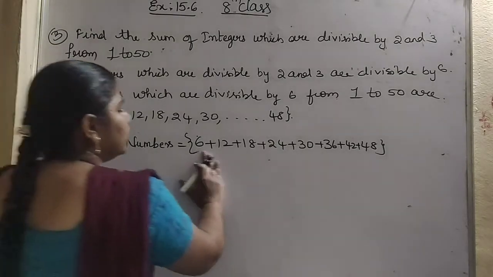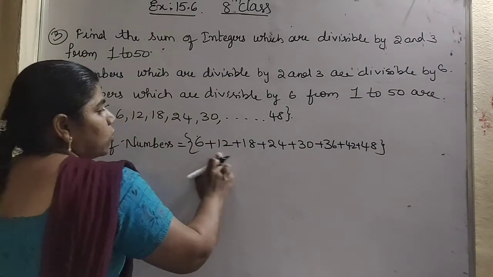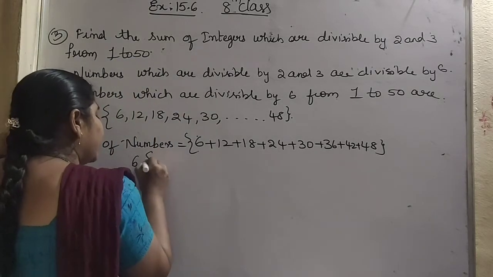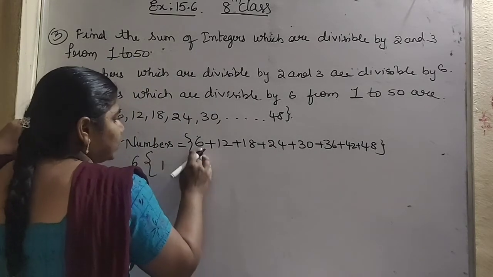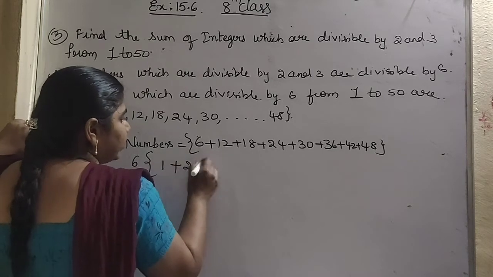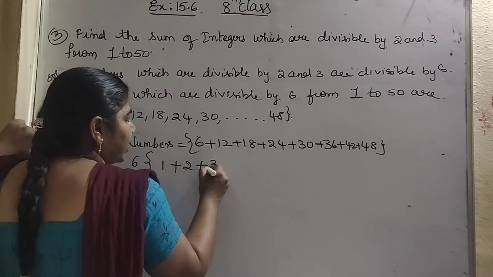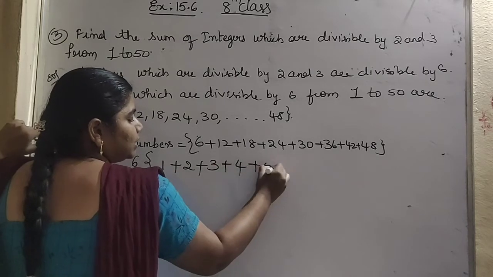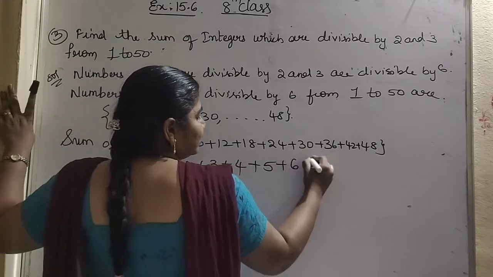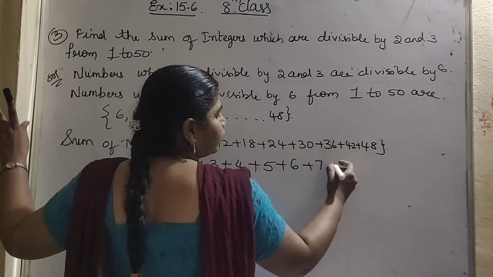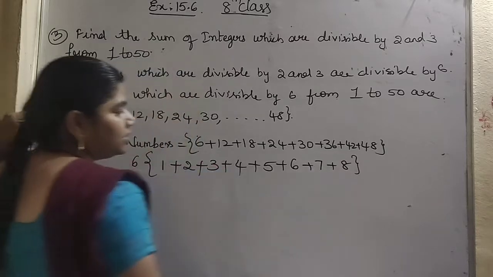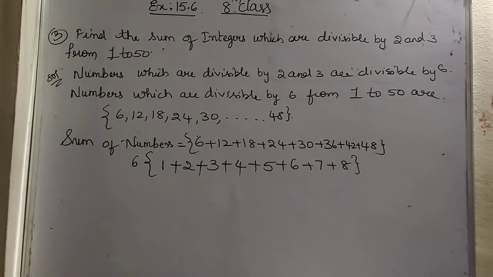So from this all sets, all the numbers, these all are the multiples of 6. So I am taking 6 as common. If you take 6 as common, 6 once is 6, 6 2 times is 12, 6 3 times is 18, 6 4 times is 24, 6 5 times is 30, 6 6 is 36, 6 7 is 42, 6 8 is 48. So if you see these all numbers, these all are natural numbers. These are the sum of n natural numbers.